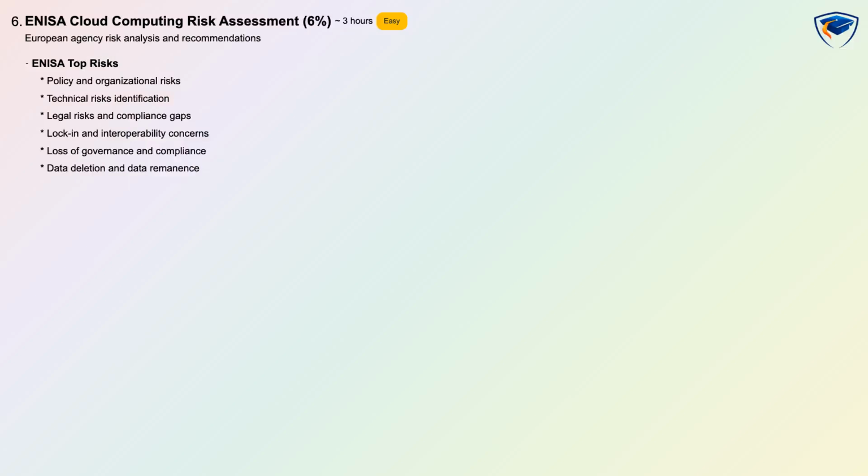NISA Cloud Computing Risk Assessment is 6%, easy difficulty, and about 3 hours of study with conceptual and scenario questions. You will study NISA top risks including organizational and policy risks, technical risk identification, legal and compliance gaps, lock-in and interoperability issues, and data remnants concerns. The domain explains NISA recommendations and how to apply them to cloud risk analyses.